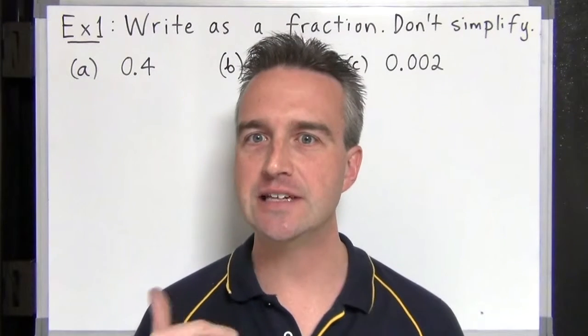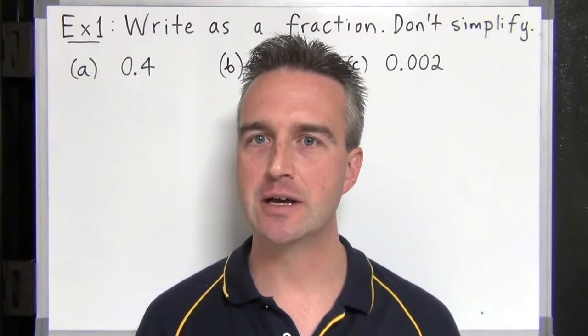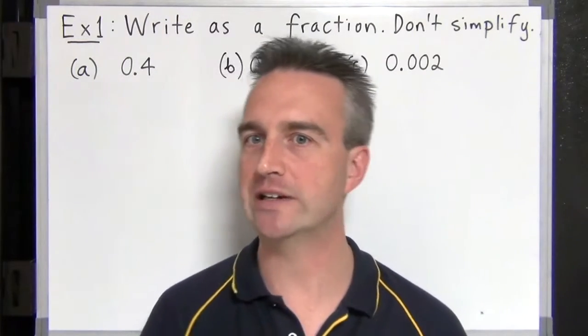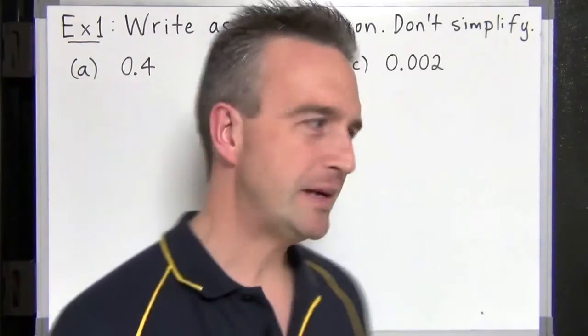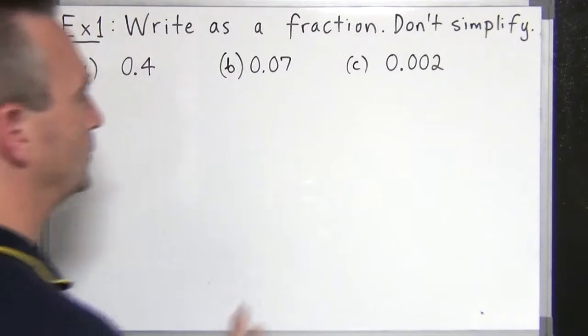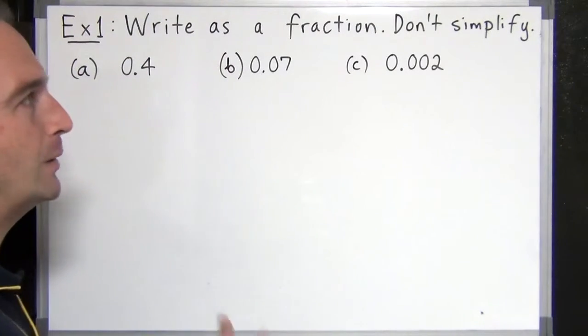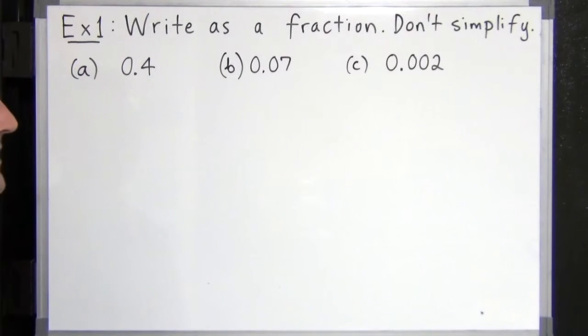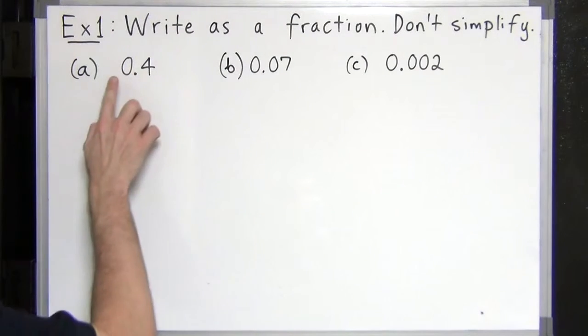So what exactly is a decimal? Would you believe it? A decimal is actually a fraction, but it is a fraction of a special base, and we have a different special way of writing it. What do I mean by that? To answer that, let's have a look at this example here. We're going to write these as fractions, but we're not going to simplify them. We want to leave them with their base 10, which you're going to see in a second.